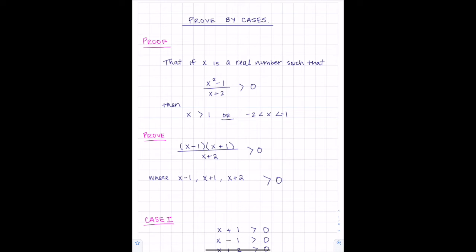Proof by cases. Prove that if x is a real number such that quantity x squared minus 1 all over quantity x plus 2 is greater than 0, then x is greater than 1, or negative 2 is less than x and less than negative 1. To prove this, you first want to expand your numerator into quantity x minus 1, quantity x plus 1, all over x plus 2 is greater than 0, where x minus 1, x plus 2, and x plus 1, all combined, are greater than 0.